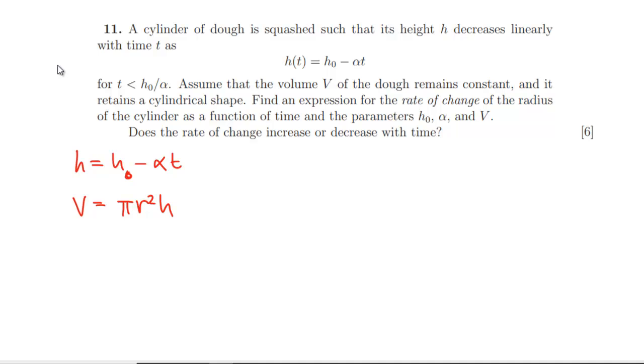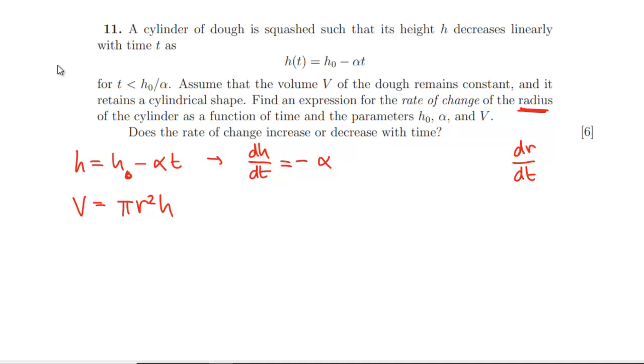So what are we after? We're after getting the rate of change. Oh yeah, I've mentioned r here. So we want the rate of change of the radius of the cylinder as a function of time. So we want dr dt. We've got h as a function of t, so we're going to want to convert things around. Right, okay. So that means that dh dt is equal to minus alpha.